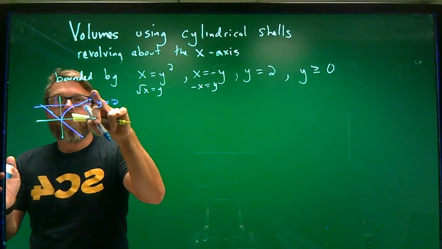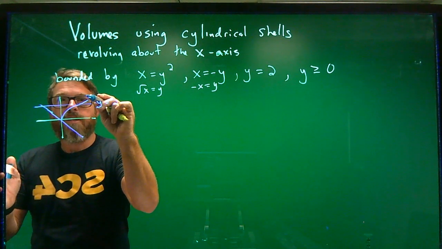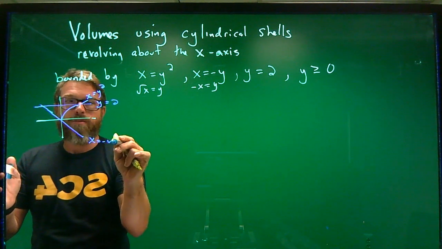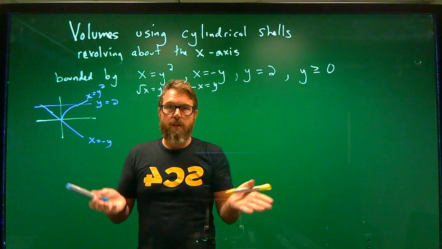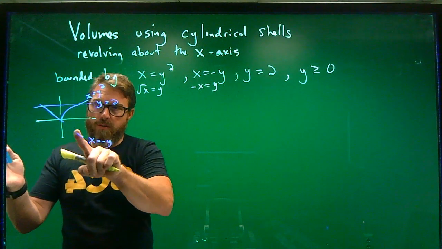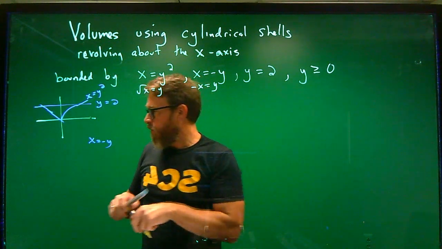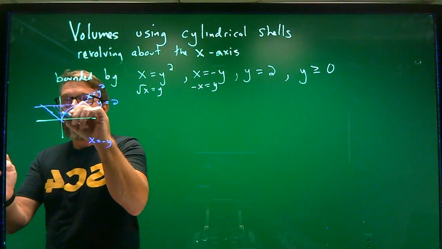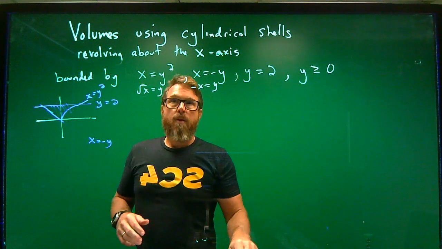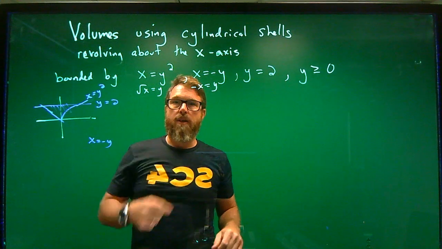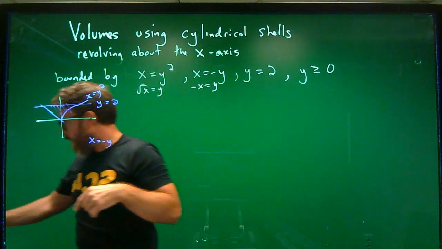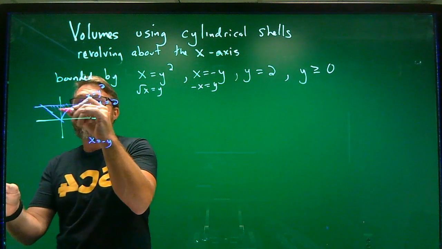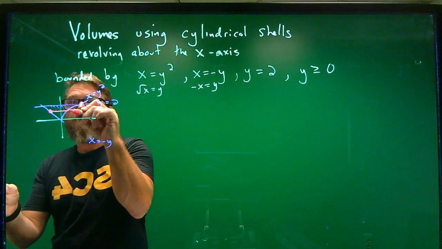I'm going to write this in terms of what it was before. This is x equals y squared, and then this is x is equal to negative y. Now, they want only the positive y, so I'm going to get rid of this part, at least most of it. So our bounded region happens to be this right here. So when I want to revolve this around the x-axis, we're talking a revolution this way. So that means our slice, if we're doing the shell method, is going to be parallel to the axis, as opposed to the previous section.